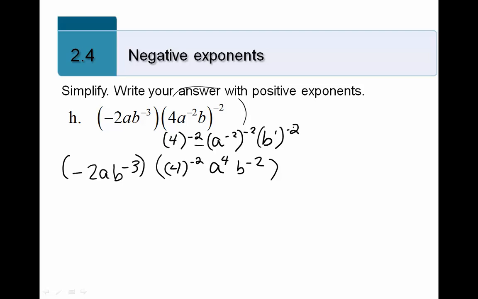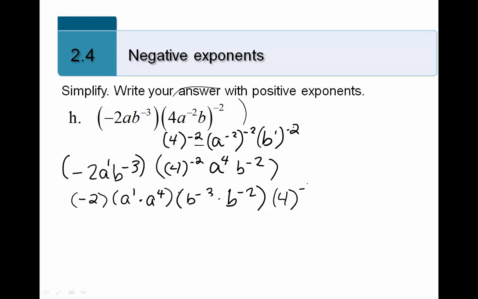Alright, so now let's look for like bases. This is an a to the first. Okay, so we're going to have a negative 2. We have an a to the first times a to the fourth. We have b to the negative third times b to the negative second. And then recall that we also have the 4 raised to the negative 2. Okay, don't simplify that yet.